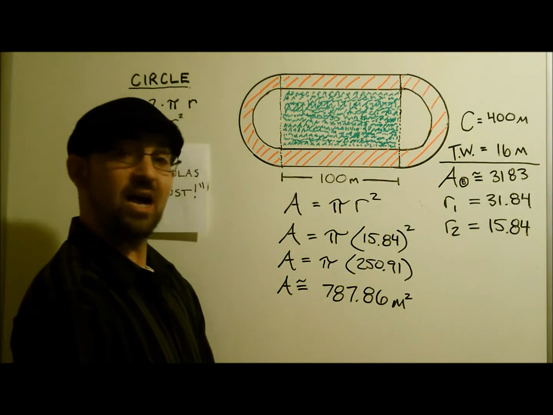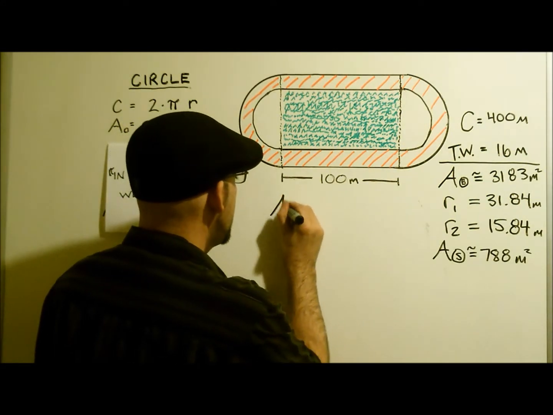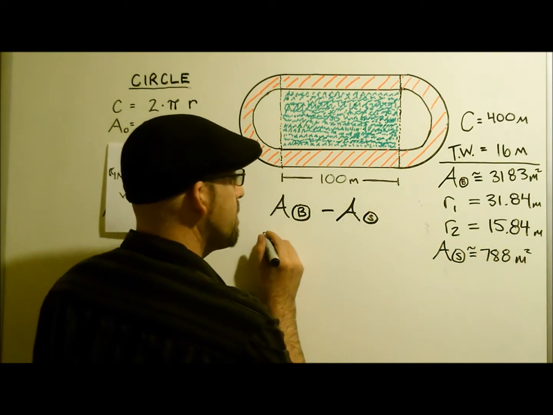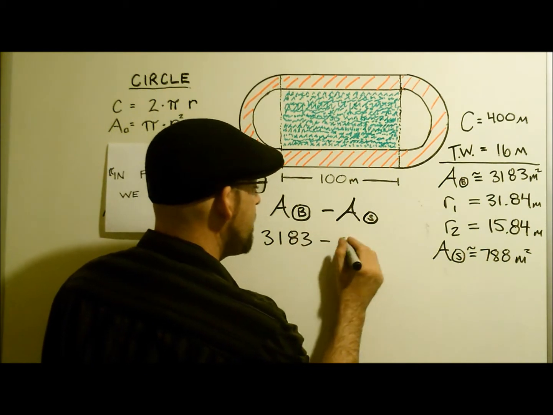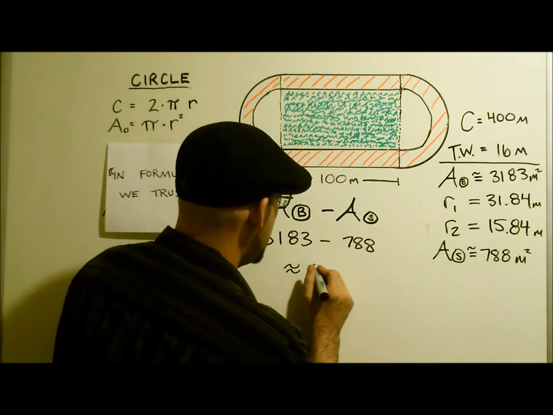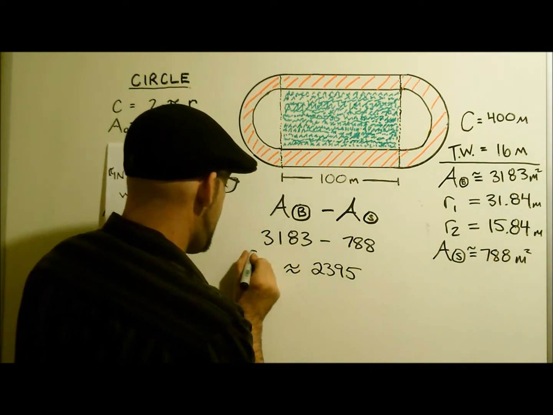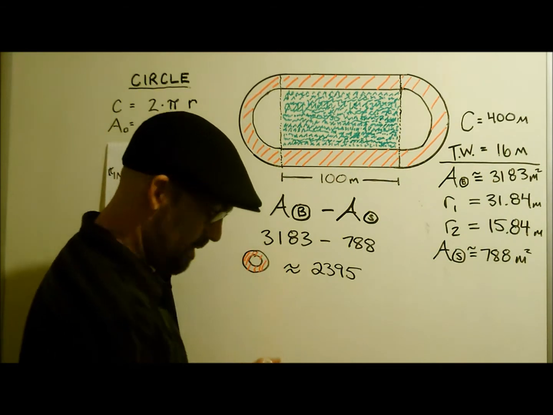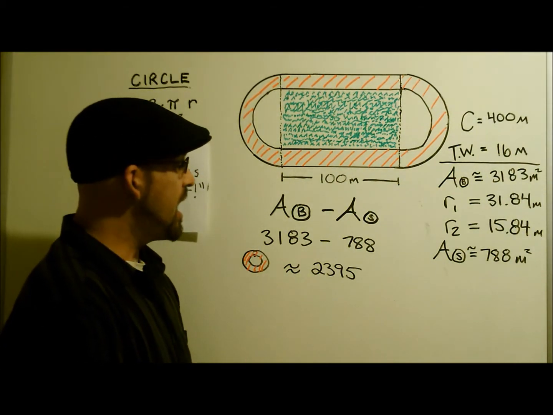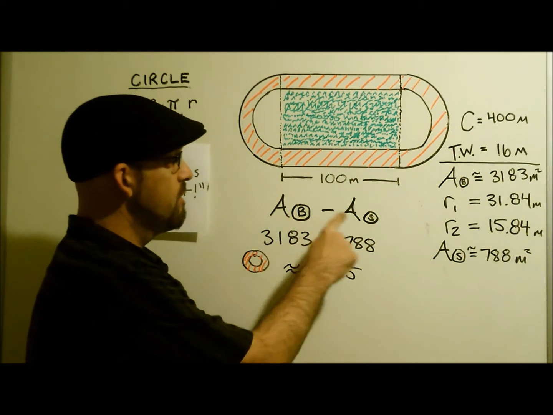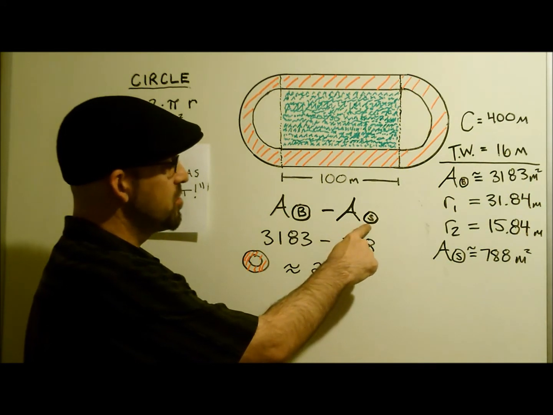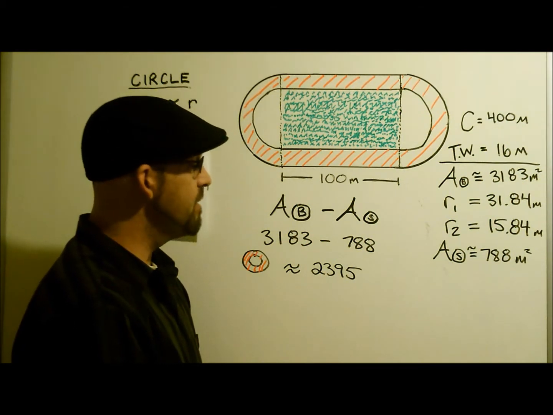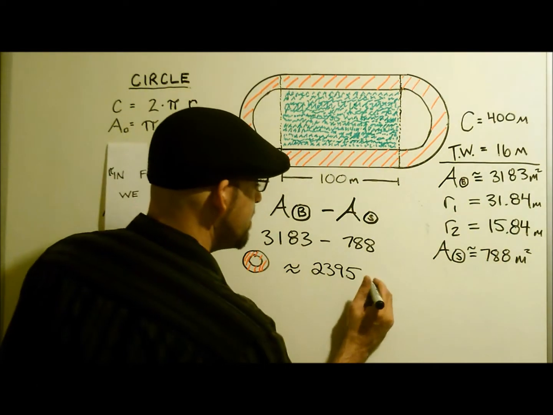So now all we have to do is subtract them. As you can see, we subtract the area of the big circle by the area of the small circle to get approximately 2,395 meters squared. Don't forget your meters squared.